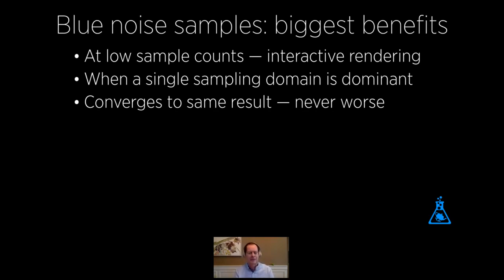Also, the biggest benefits are when a single sample domain is dominant. So, for example, an environment light or very strong motion blur or something like that. But in the end, the pixels converge to the same result as before without blue noise. They're never worse.